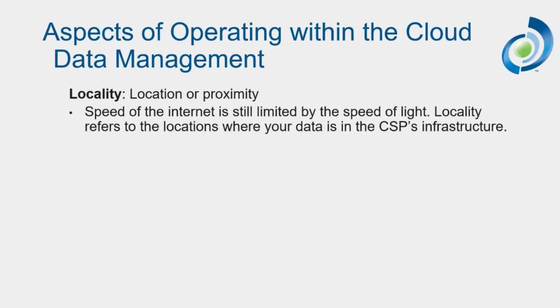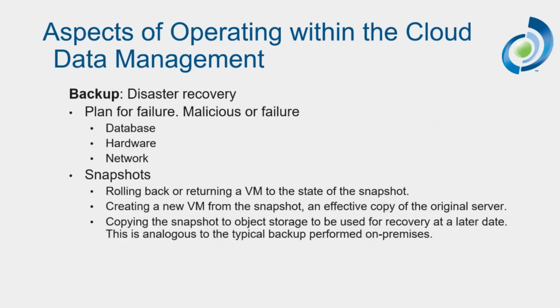All right, we already talked a little bit about locality, the location or proximity. The speed of the internet is still limited by the speed of light. So locality refers to the location where your data is in the CSP's infrastructure. And then backup, which has a lot to do with our disaster recovery. You plan for failure, malicious or a natural disaster. If you plan for failure, you won't be disappointed.